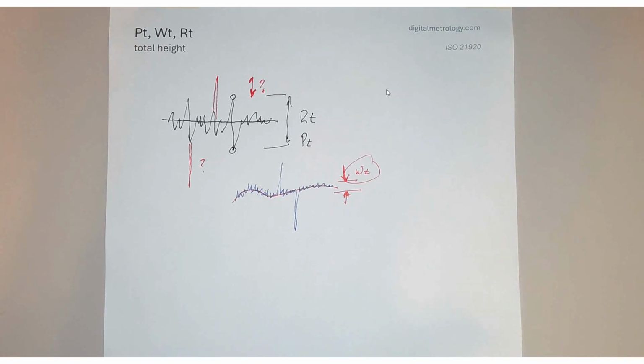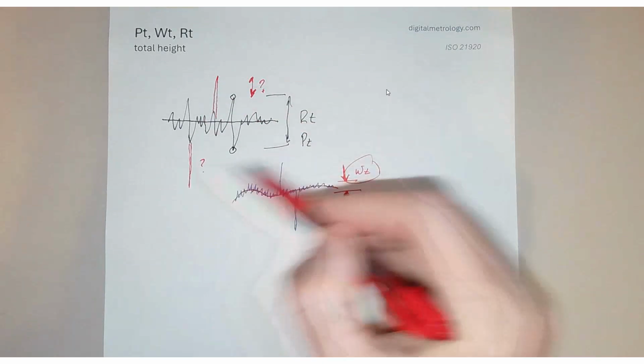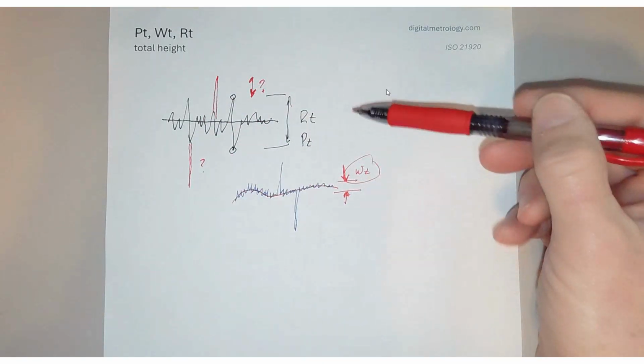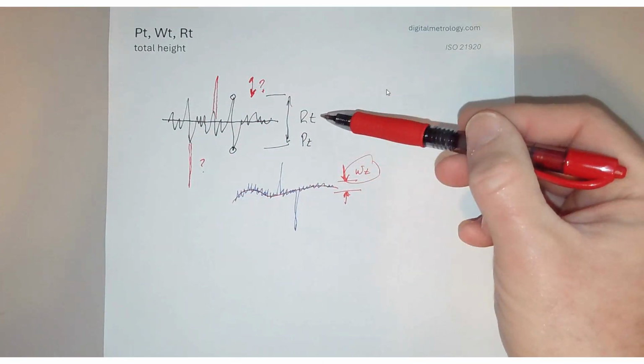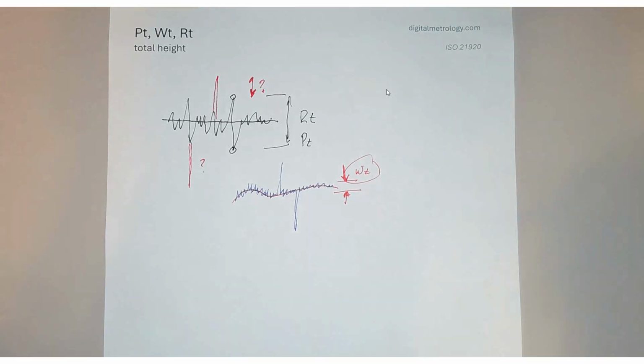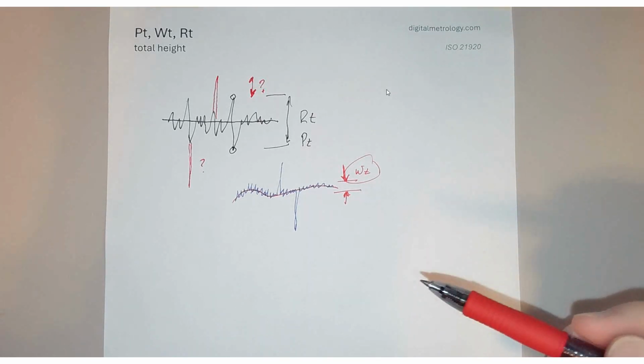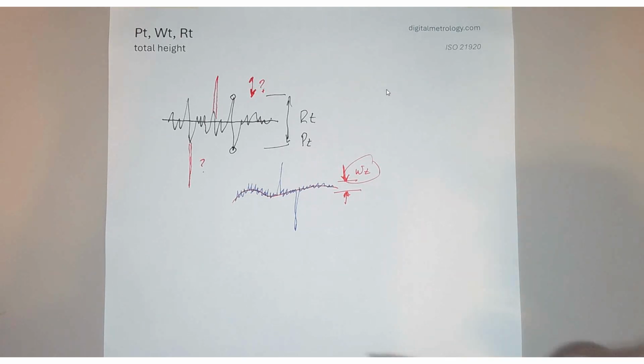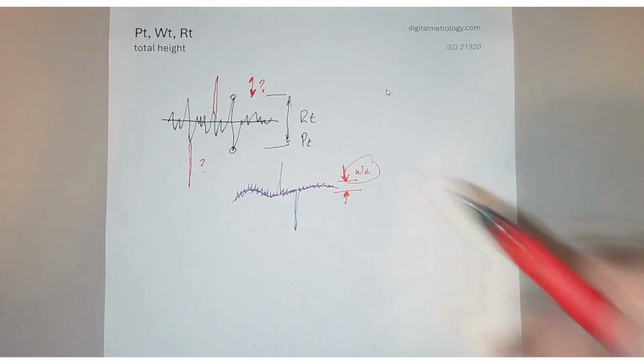Now we'll talk about some other parameters like the Z parameters, which improve on this behavior. So if you're interested in heights for roughness or primary, there are some other options, but the height of the waviness profile is quite stable and reliable through the T parameter.